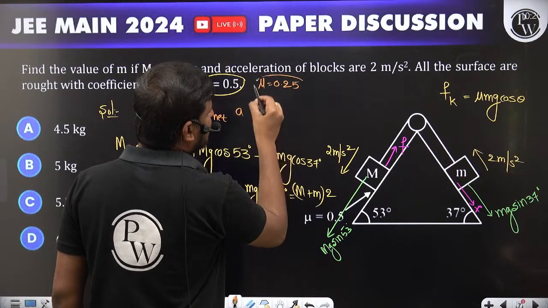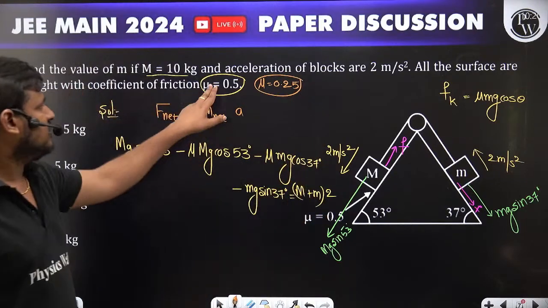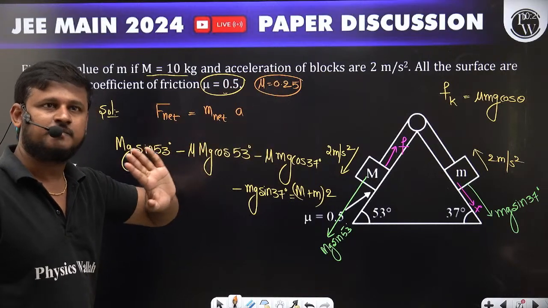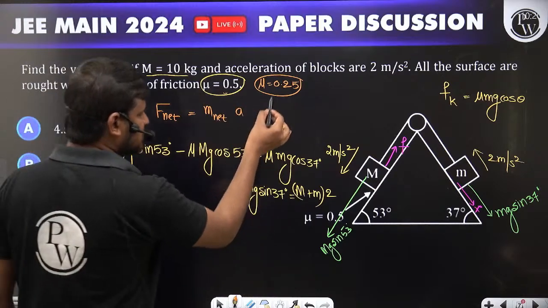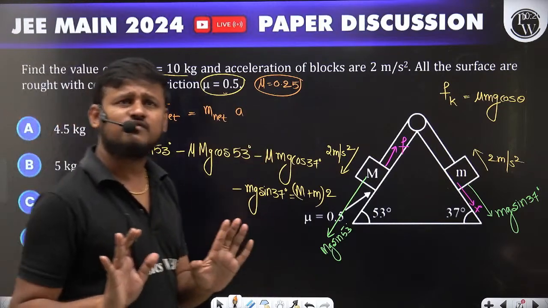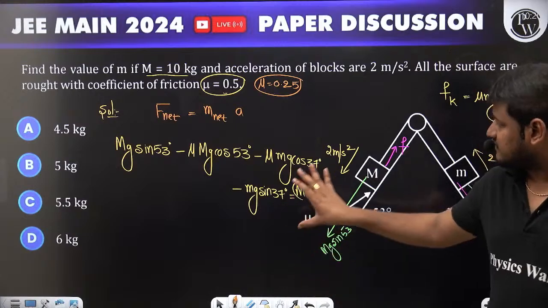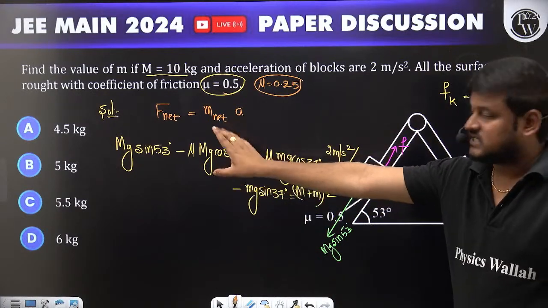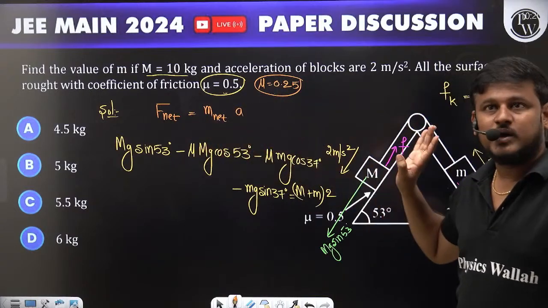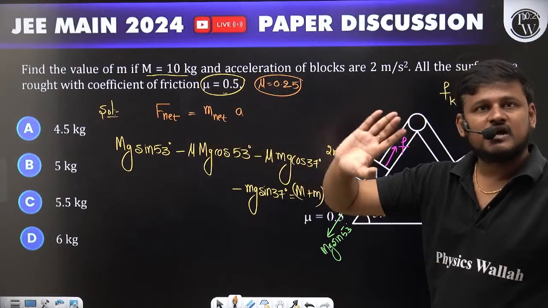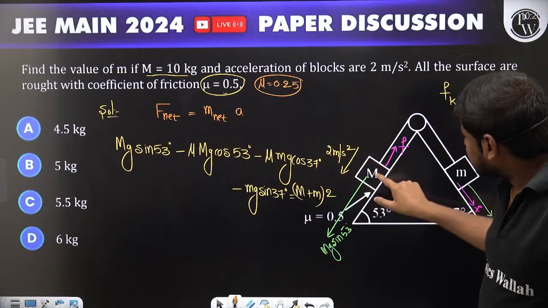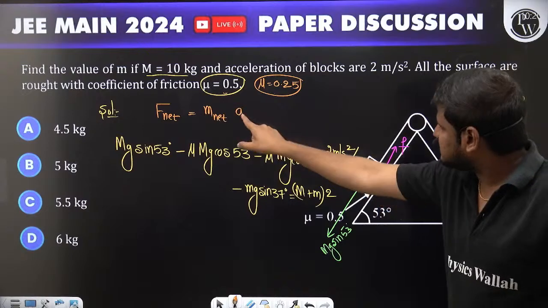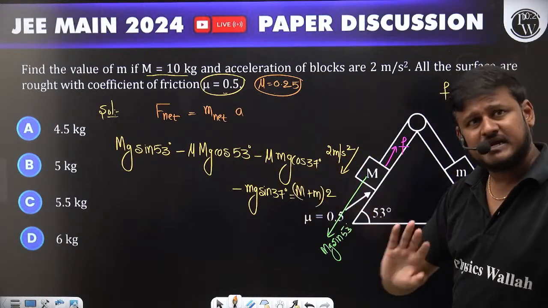So I'm not going for the complete calculation because we don't know exactly whether this value is 0.5 or 0.25. So you just substitute the values. Overall forces, I represented the equation. First thing, writing the overall forces, just understand F net is equal to M net into A. The right hand side part you already understood clearly. The net mass is capital M plus small m into the acceleration. They both are moving with the acceleration of 2. Right hand side part is pretty easy.